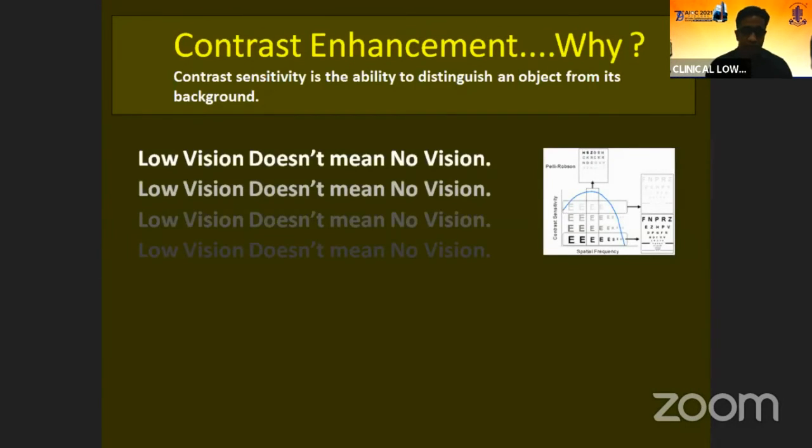Contrast enhancement. Another aspect of light and visual perception is contrast sensitivity. Contrast is more important to a visually impaired person than to a sighted person. Spatial orientation and daily living skills are heavily dependent on contrast in the life of a visually impaired person.